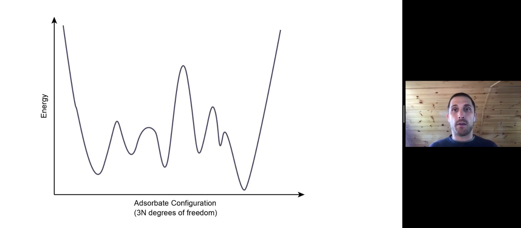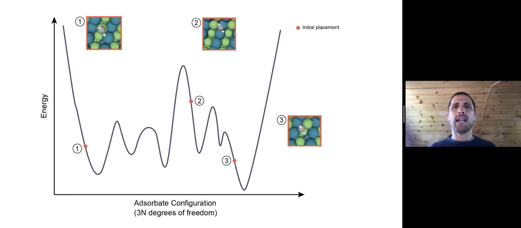One of the challenges of computing the adsorption energy is that it's a global optimization problem. To illustrate that, here's an idealized energy surface of an adsorbate on a catalyst. We can add a few initial placements of the adsorbate on the surface. You can see those here indicated in orange and labeled 1, 2, and 3. Those are just different initial placements.